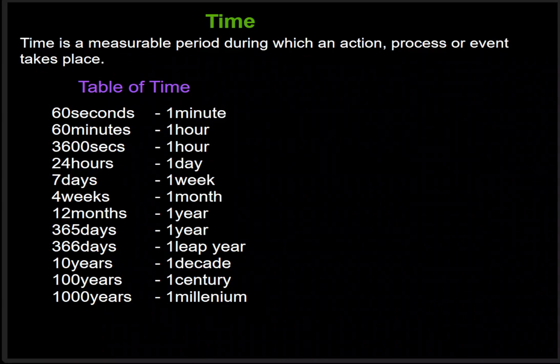So this is mathematics with teacher Abbas and we are dealing with time today. So this is a fresh topic and we'll be having 3 to 4 classes under this topic. So let's see what time is.